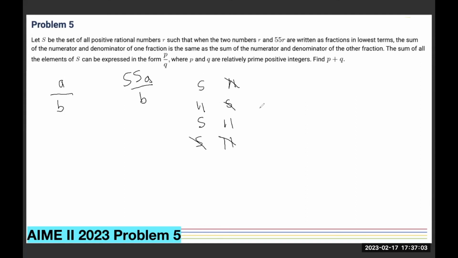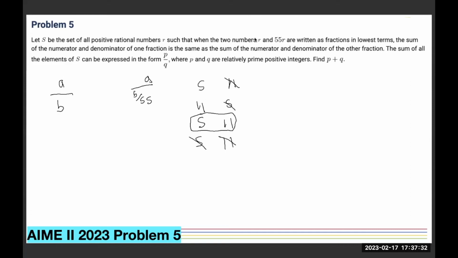Let's go through each of these cases. If it had 5 and 11 as a factor, then this would cancel, and we'd end up with B over 55 in the denominator. Whatever integer B over 55 would be, because we're assuming that it's an integer, we get this fraction. And as the problem says, the sum of the numerator and denominator of this fraction has to be the same as this fraction.